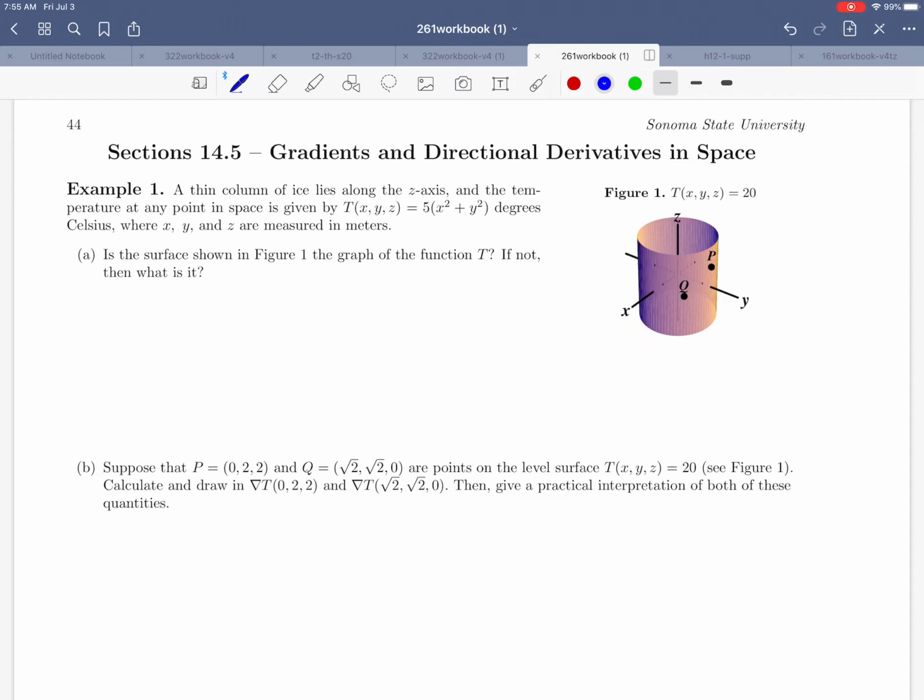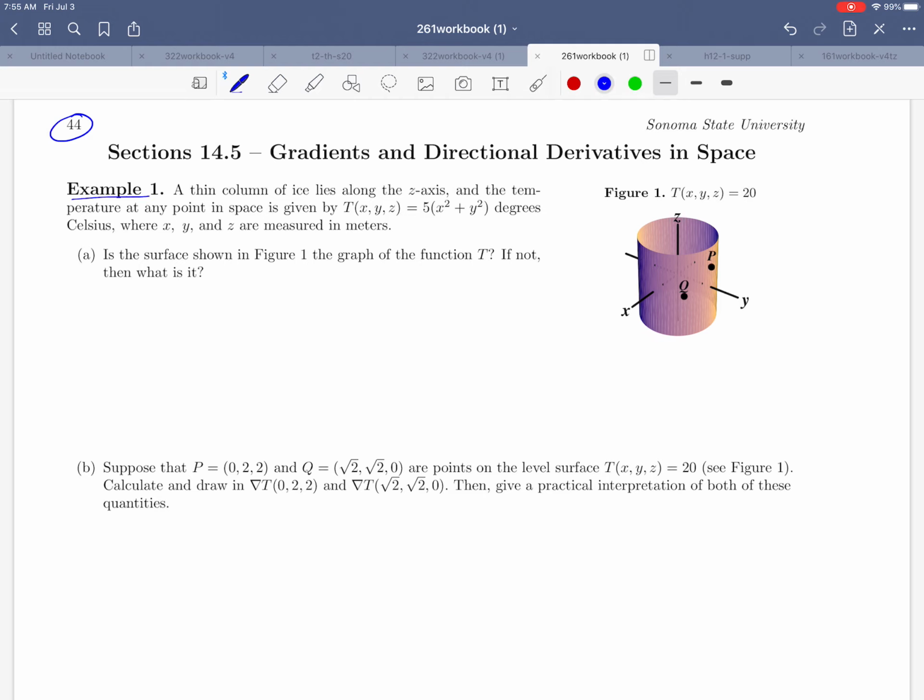Hello everybody, and welcome to the beginning of section 14.5 in the workbook. This is page 44 that we're looking at. The topic of this section is gradients and directional derivatives in space. The good news here is that these are exactly the same two concepts that we talked about in the last section. The only difference is that in this section we'll be talking about functions of 3 input variables instead of 2. Okay, so to get us started here, let's look at example 1.